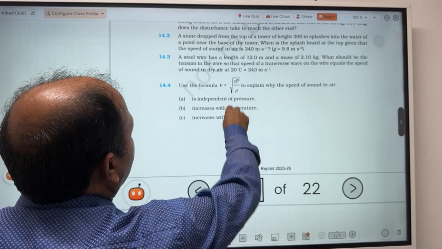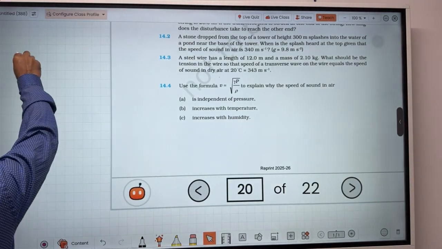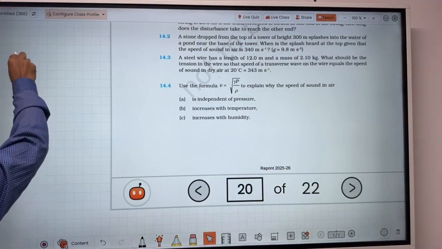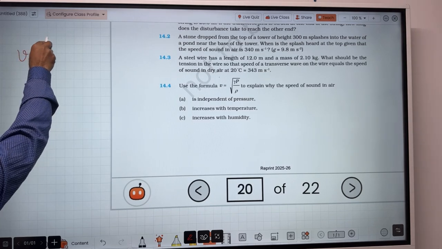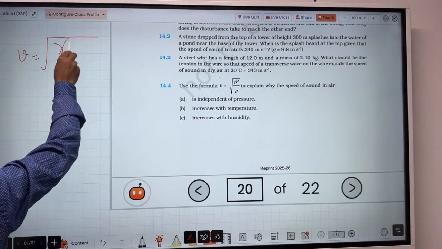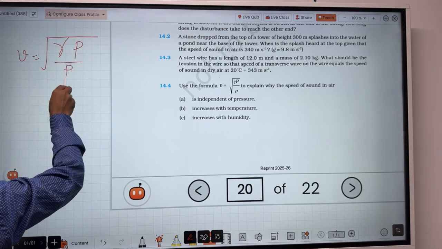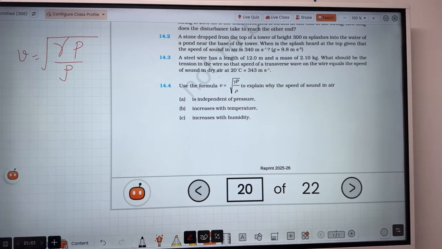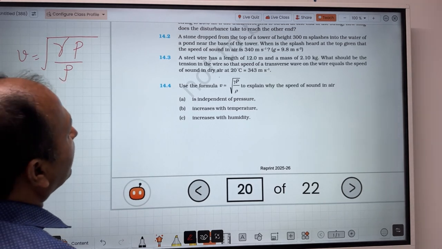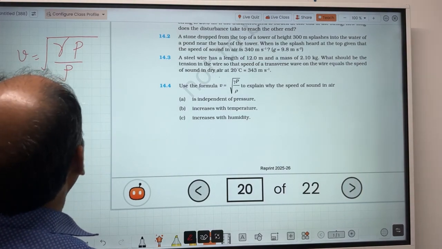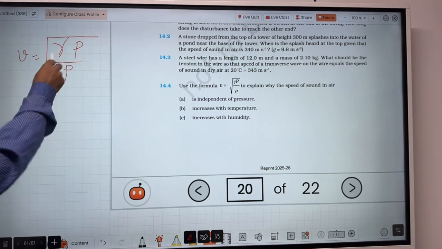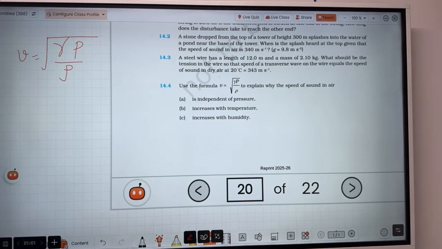Now use the formula V equal to root of gamma P divided by rho. Here we have to show that it is independent of pressure. So we can consider this ratio P upon rho, and we will see whether there is an effect on the speed of it or not.